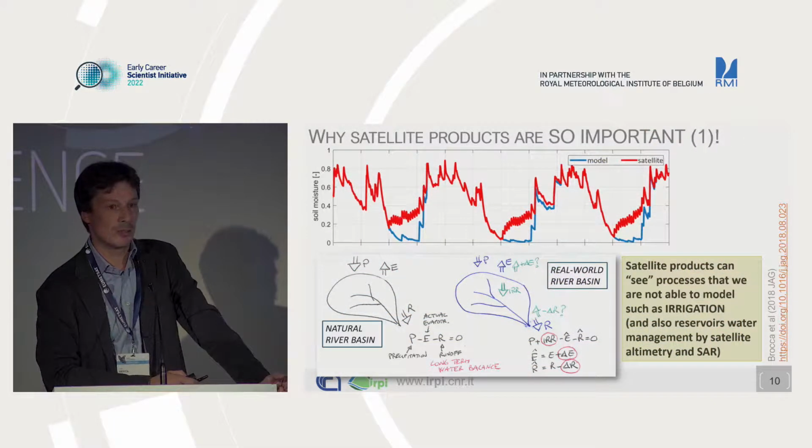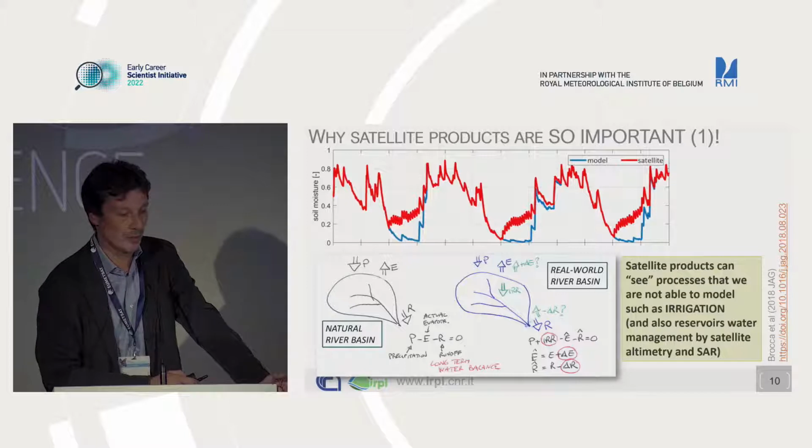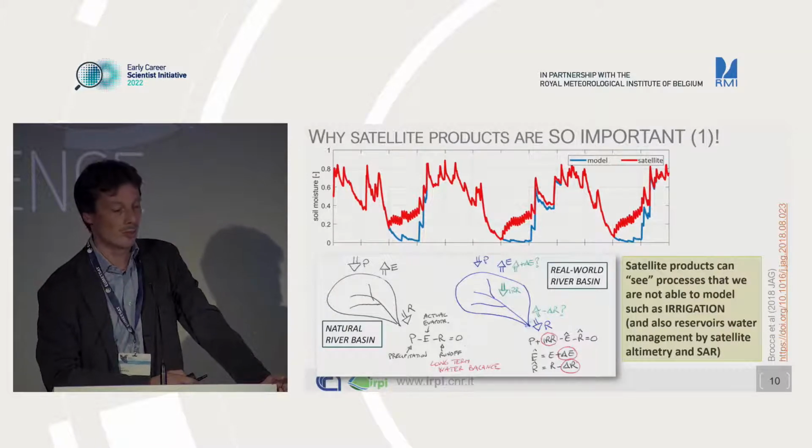Why are satellite products so important? I have just a couple of examples. This is an example related to irrigation. The blue line is soil moisture over the ground, which goes up and down depending on the season and on precipitation.